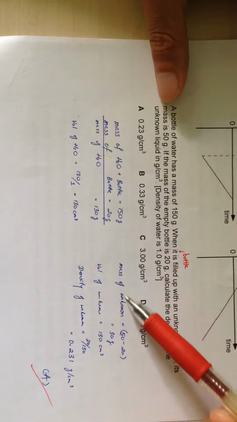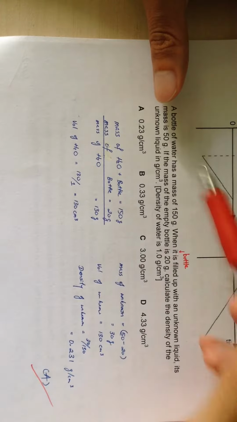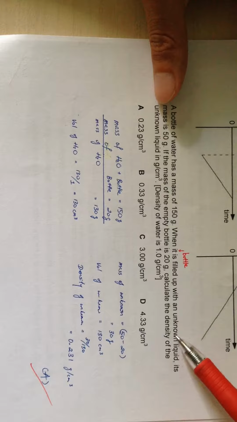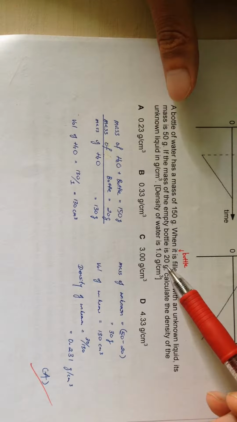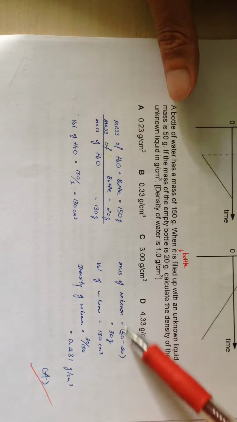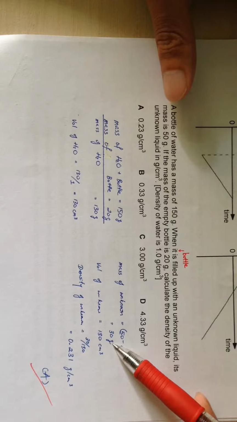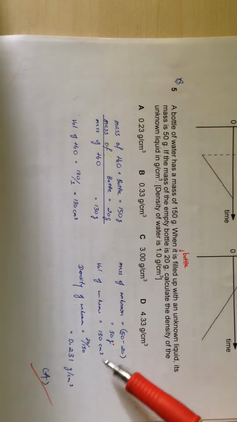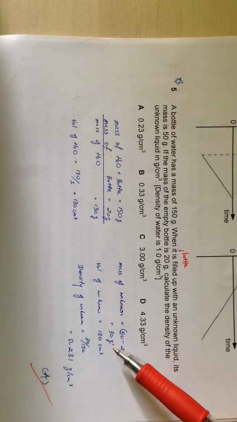To find the mass of the unknown liquid, you have your 50 grams, but this 50 grams is the bottle plus the unknown liquid. So you need to minus off this 20 grams here. So the mass of the unknown liquid is actually 30 grams. Some of the students will make a mistake here. Then how do you find out the volume of the bottle?